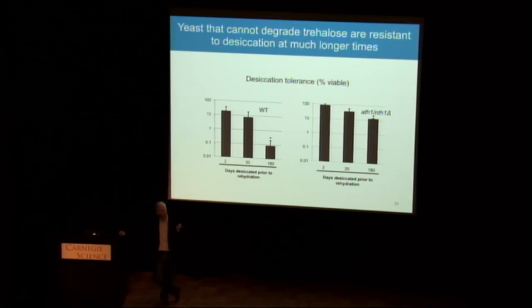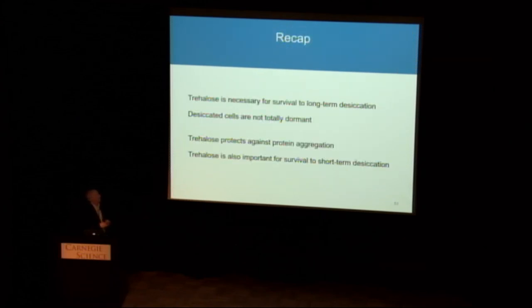So I think that's something important for the people who are looking for life on other planets to think about. The question is how flexible life is and how well it can work under conditions where we didn't think it could. People looking on Mars don't have to look for 80% water. They can look for 5% and at least some metabolic activity will happen. So let me recap. Trehalose is necessary for survival of long-term desiccation. Desiccated cells are not totally dormant, as I just told you. They're actually having some enzymatic activity.